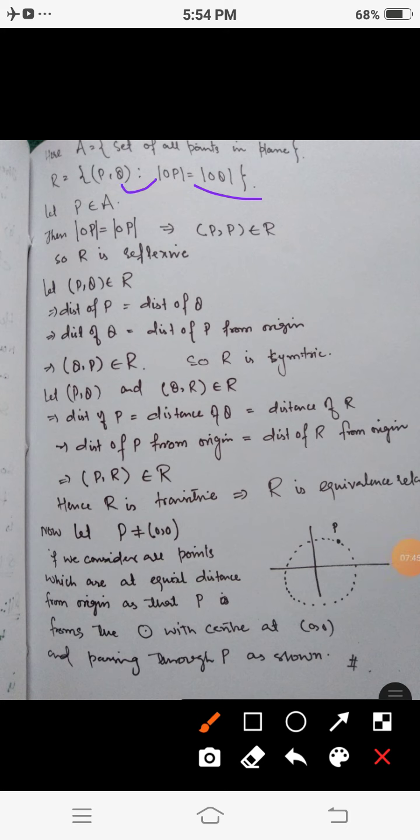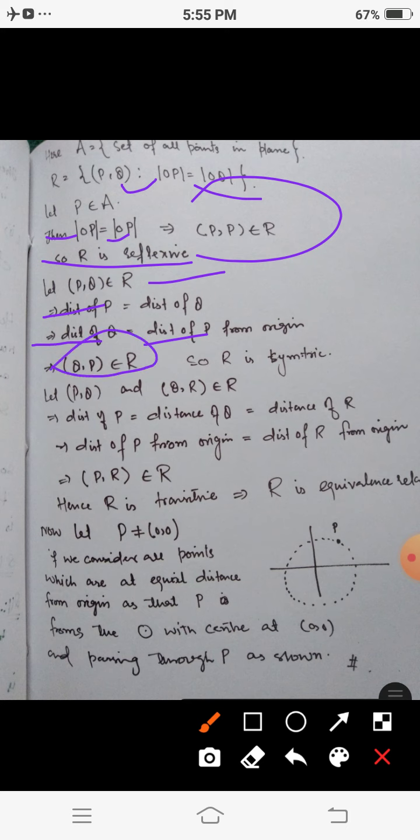Let P belong to A, then distance OP equals OP because P is the same, hence (P, P) belongs to R. So R is reflexive because this P is an arbitrary point. Similarly, let (P, Q) belong to R. This means the distance of P from the origin equals the distance of Q from the origin. Or in other words, the distance of Q from the origin equals the distance of P from the origin. Hence, by the definition of this relation, (Q, P) belongs to R also. So R is symmetric.